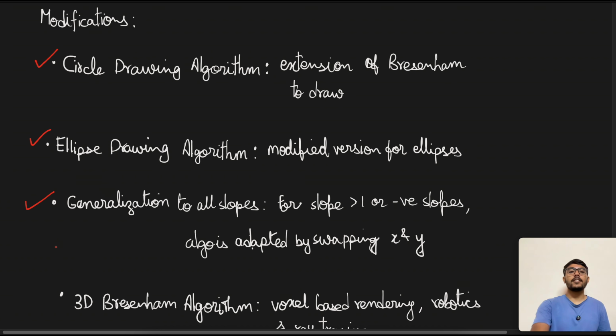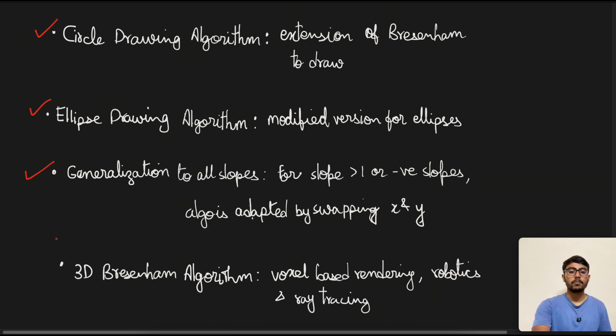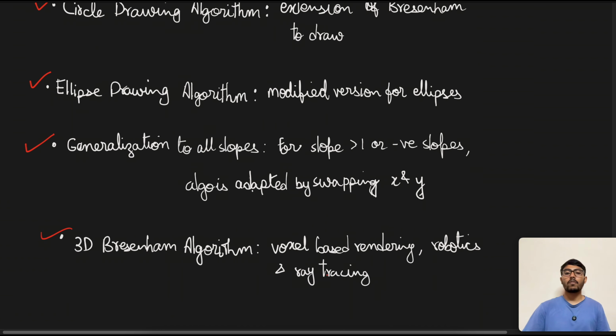And then there is the 3D Bresenham algorithm. This is primarily used for voxel based rendering and robotics.